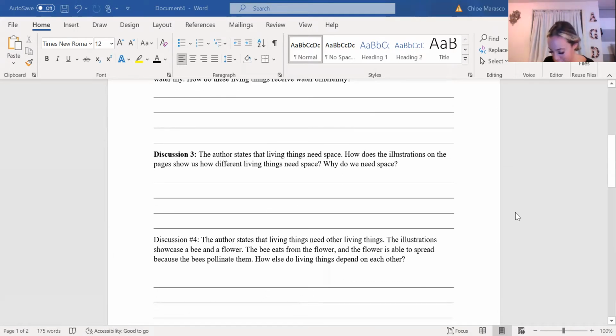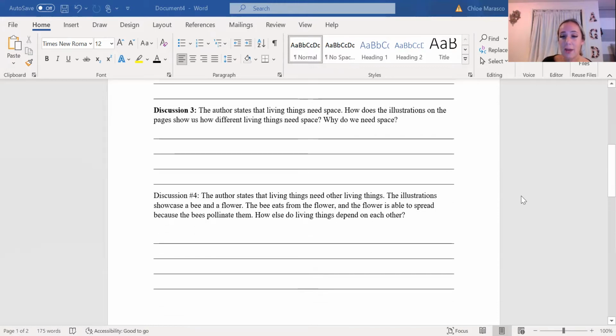Then you want to continue reading. Living things need homes. Living things need protection. Living things need other living things. And you're going to go back to your worksheet and talk about how the author states that living things need other living things. The illustration showcases a bee and a flower.